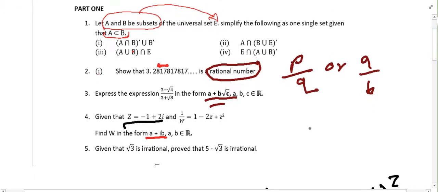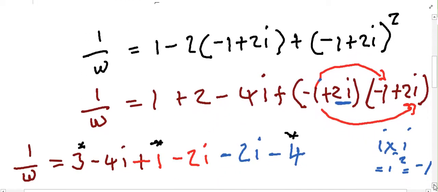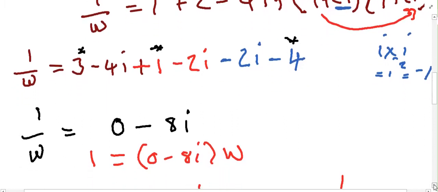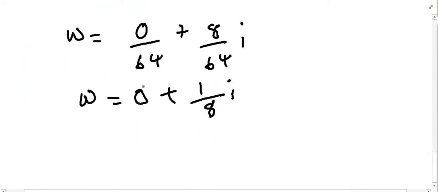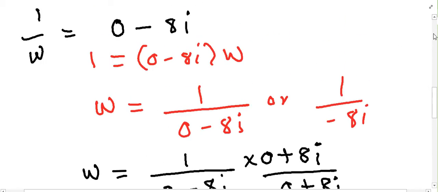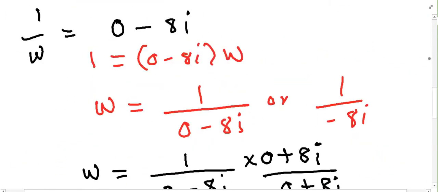So make sure that you write your 0, because the 0 is symbolizing the real part, and the bi, which is 1 over 8, is symbolizing the imaginary part. So that's the answer, ladies and gentlemen, for that question. Now let me quickly do the last question for this video.